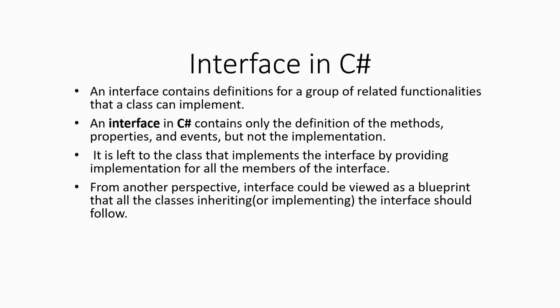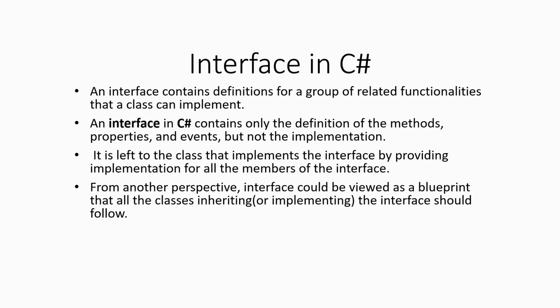An interface contains definitions for a group of related functionalities that a class can implement. An interface in C# contains only the definition of the methods, properties and events, but not the implementation. That means not the body of the method or properties or events. And it is left to the class that implements or inherits the interface by providing implementation for all the members of the interface. From another perspective, an interface could be viewed as a blueprint that all the classes inheriting or implementing the interface should follow.